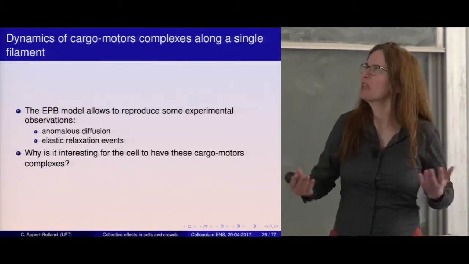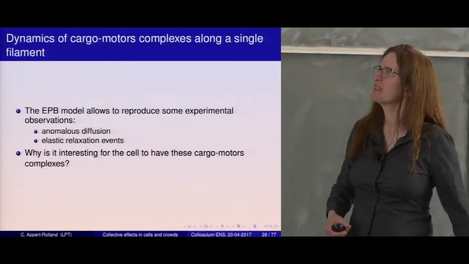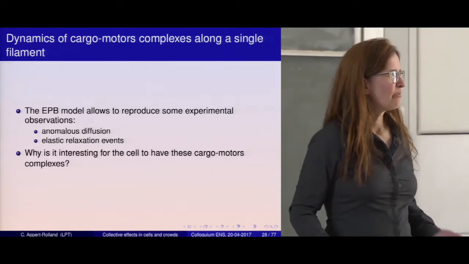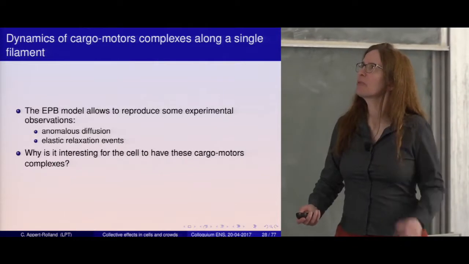So we don't have so many experimental observations, but we can reproduce this anomalous diffusion, these elastic relaxation events. But we have not answered why is it so? Why is there an interest to do so? So now we explored several things.